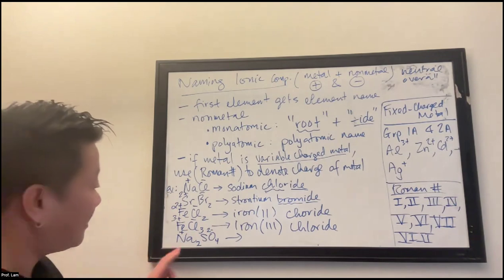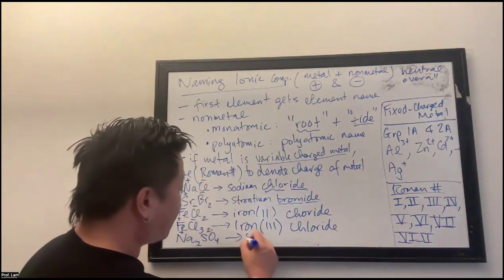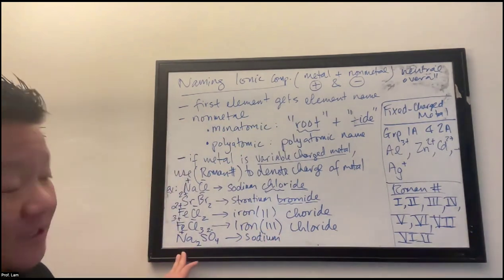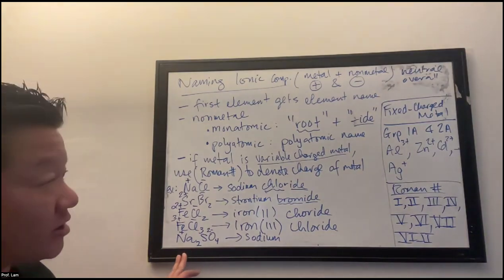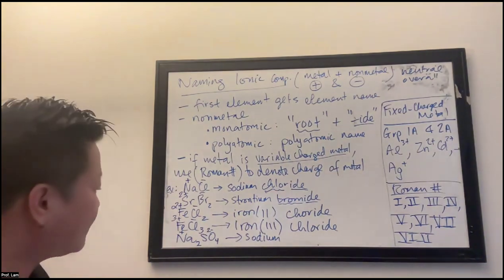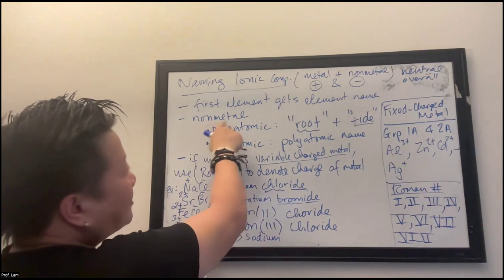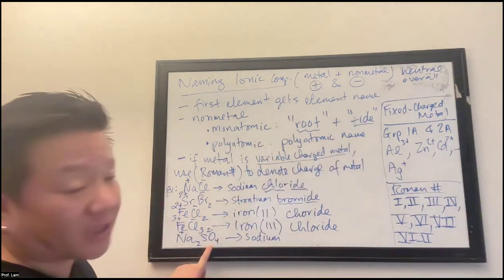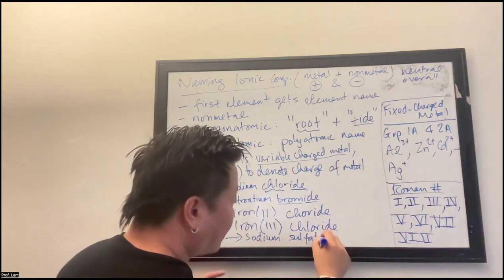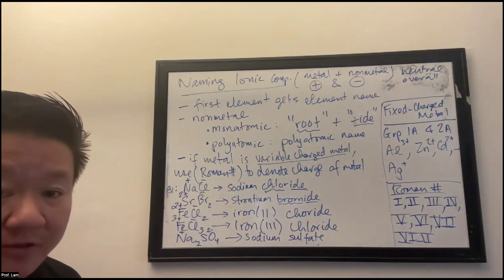Okay, so we're just going to name it. First element gets the element name, so it'll be sodium. And we check real quick, is sodium a fixed charge or a variable charge metal? Oh, sodium's a fixed charge, so I won't need Roman numerals. And I move on, and it says if it's a polyatomic as your nonmetal, just use the polyatomic name, which we saw was sulfate. So pretty straightforward. Just use the polyatomic name. So we say sodium sulfate. Okay.